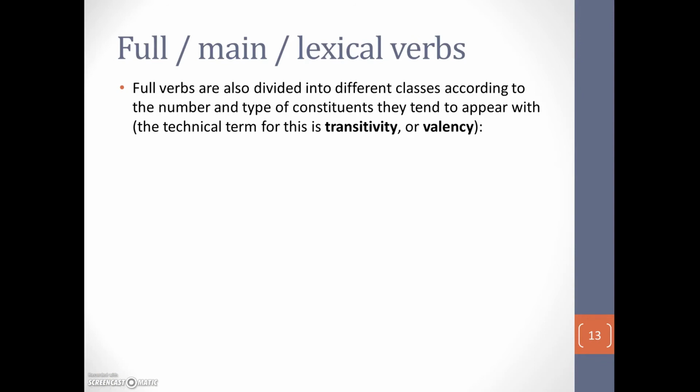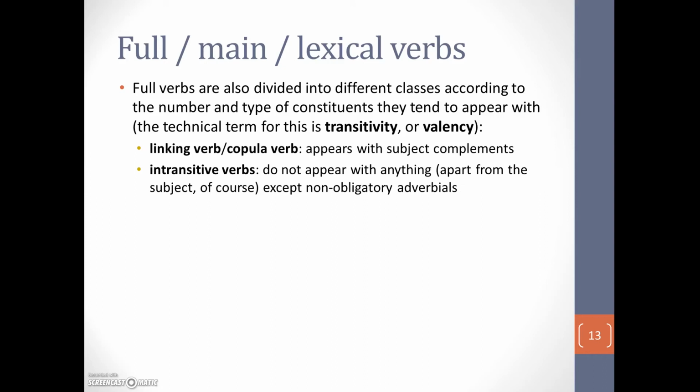So full verbs are also divided into different classes according to the number and type of constituents they tend to appear with, and the technical term for this is transitivity or valency. So we have what we call linking verbs or copular verbs, and they appear with subject complements. Main verb be, for instance, is an example of this. We also have intransitive verbs, and they don't appear with anything apart from the subject, of course, except non-obligatory adverbials.